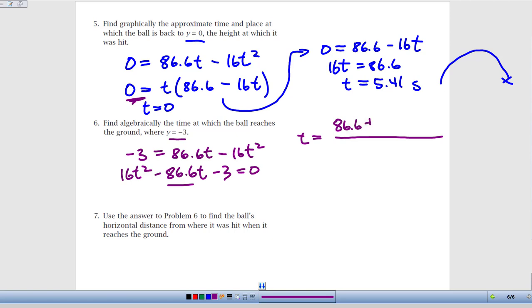86.6 plus or minus, and we'll deal with how we're getting two answers for this, and I'll talk about that in just a moment. But plus or minus the square root of b squared, so 86.6 squared, minus 4 times a, so 16, times c, which is negative 3. And then that's all over 2 times a, or 2 times 16.